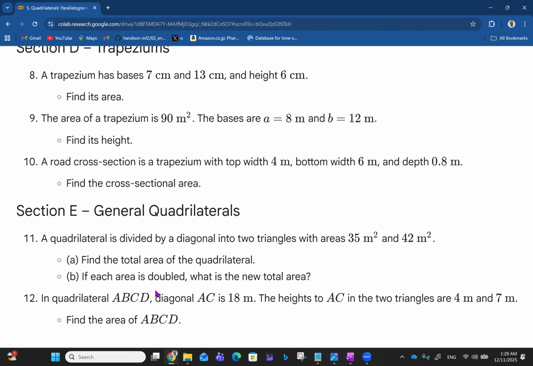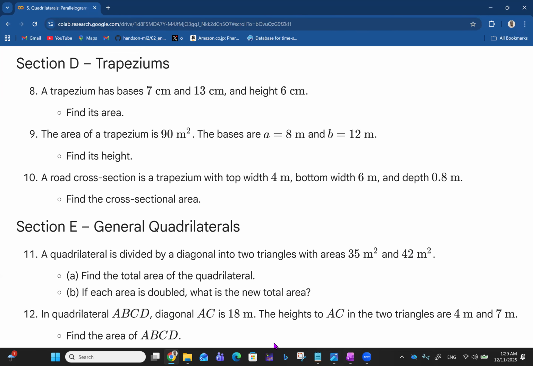So if in quadrilateral ABCD diagonal AC is 18 meters, the heights on AC in the two triangles are 4 and 7. So just say half times base times height. That's half times 18 times 4 plus half times 18 times 7. And that's it.